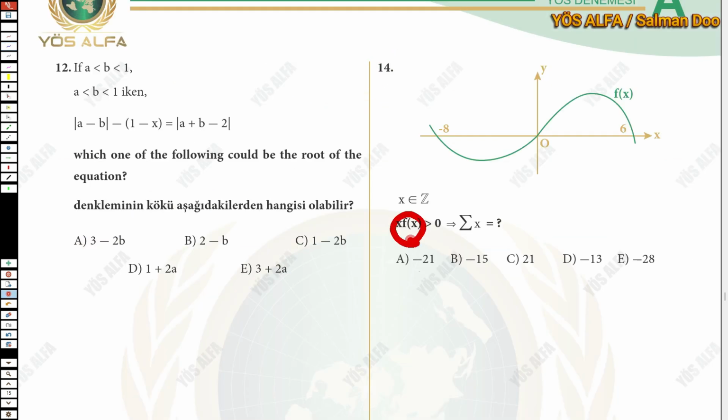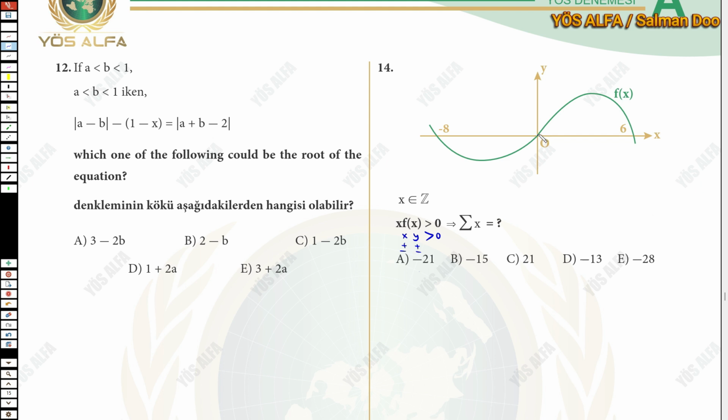14. x times f of x is greater than 0. This is given, and x values are all integers, and the summation of all the possible values of x is asked. So f of x is y. So x times y is greater than 0. For this to happen, if x is positive, then y has to be positive too. If x is negative, then y is negative too.